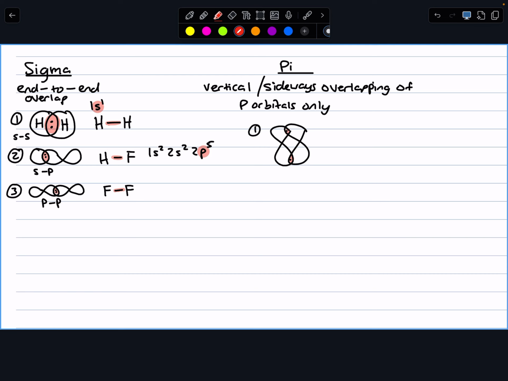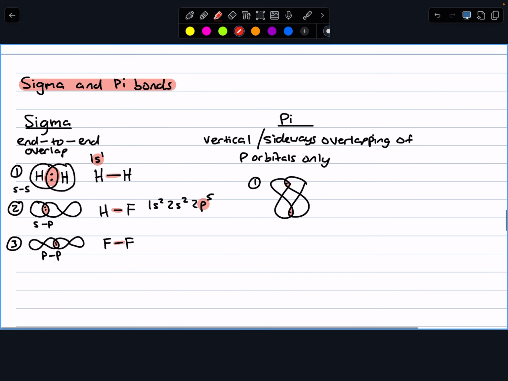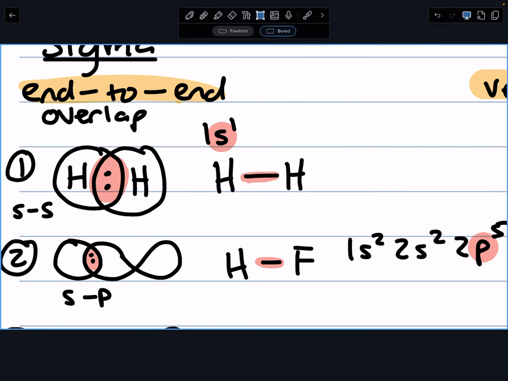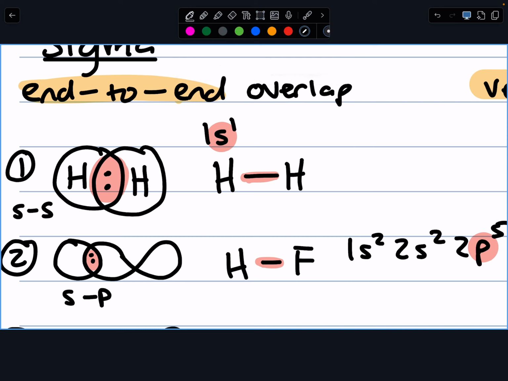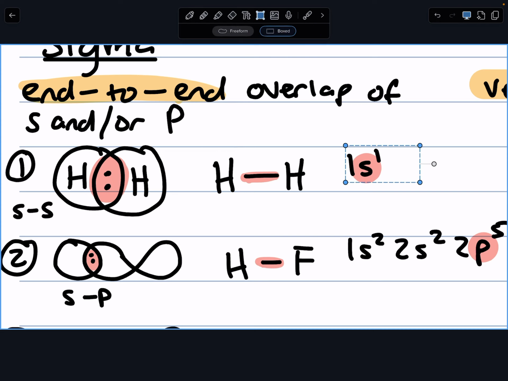And when I tell you, you want to memorize this part. So memorize that sigma is end to end, while pi is sideways overlapping. That's super important. If you're gonna memorize anything of this part, that's what I would prefer. And of course it's p orbitals only. And then of course this one is p and s. So I'll add that: s and or p.